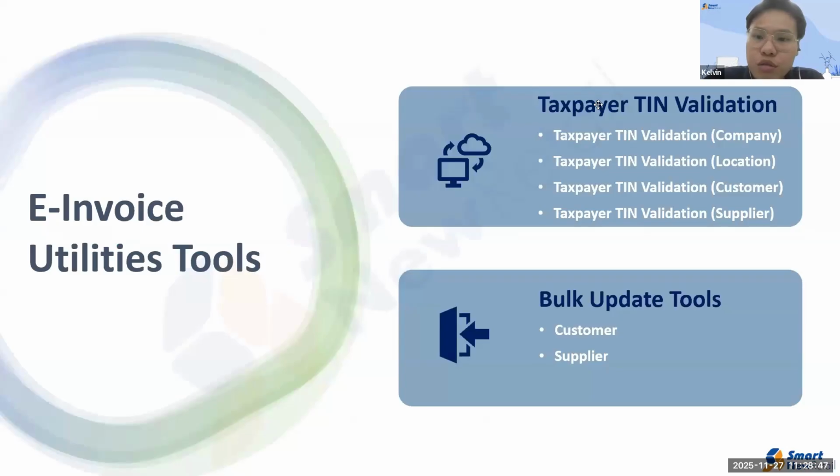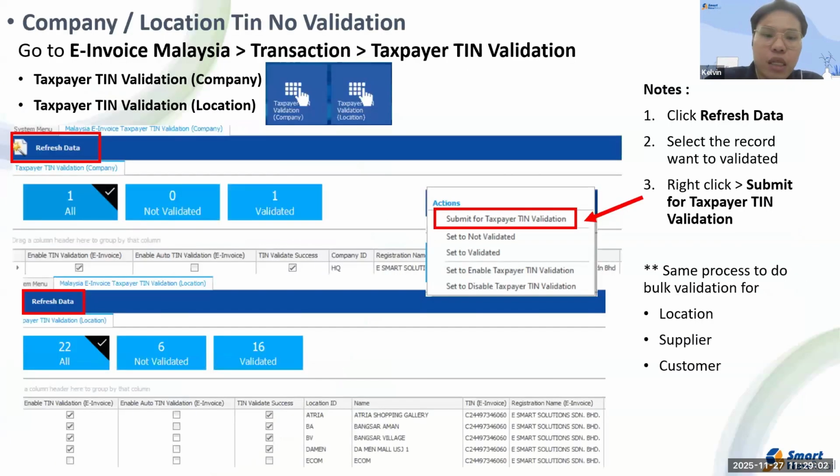So in the e-invoice utility tool, we are able to use the system to check whether the company, location, customer, or supplier TIN number is correct or not. Maybe you ask, hey, just now I also can check already, why do we still need to talk about this one? This one is different. This one we can check in bulk, with one button to check all.